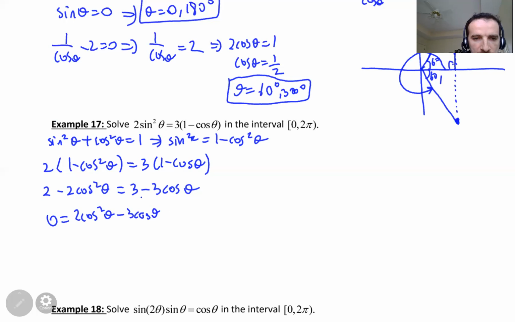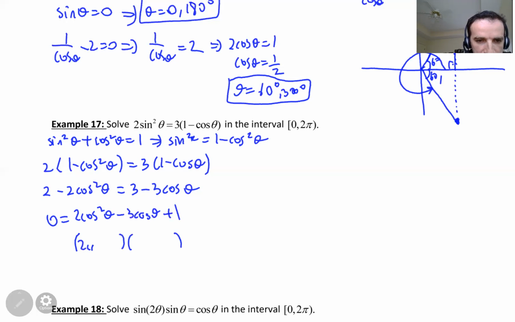And 3 minus 2 will be plus 1. Cool. I got a quadratic equation I can factor, I hope. If not, I can use the quadratic formula, right? Always. So can I factor this guy? I hope I can. Yeah, I can.